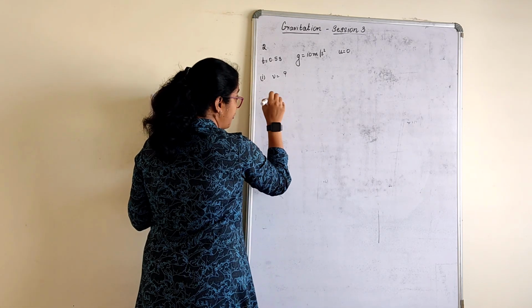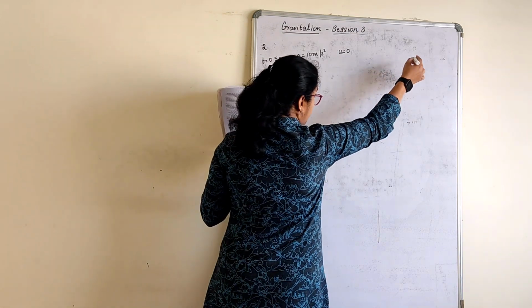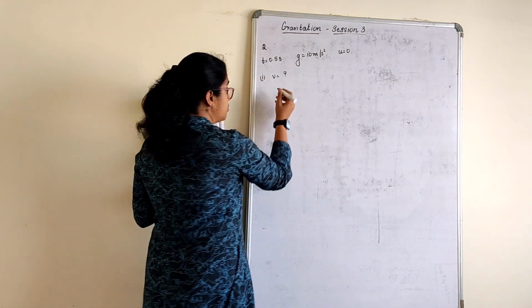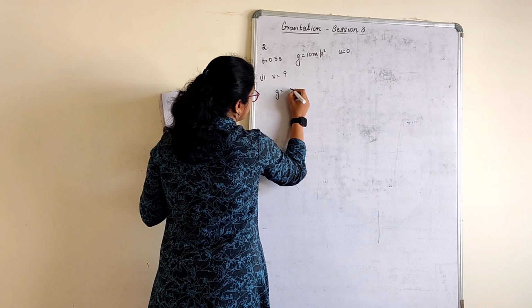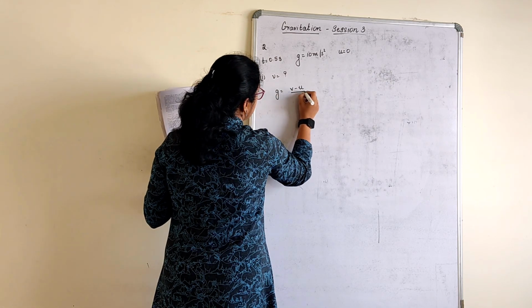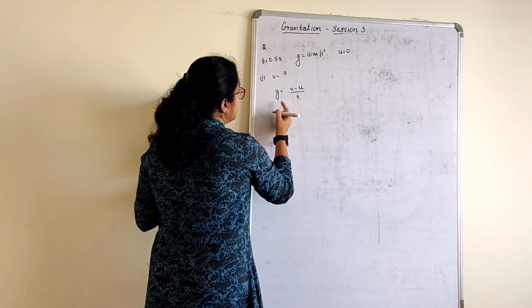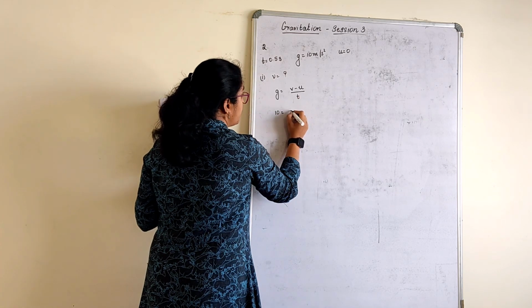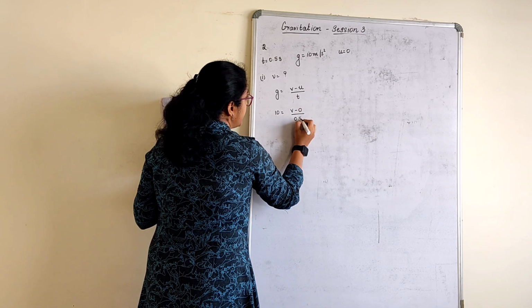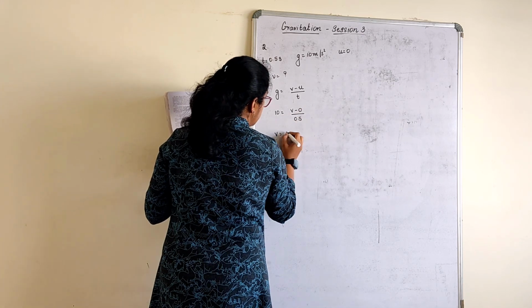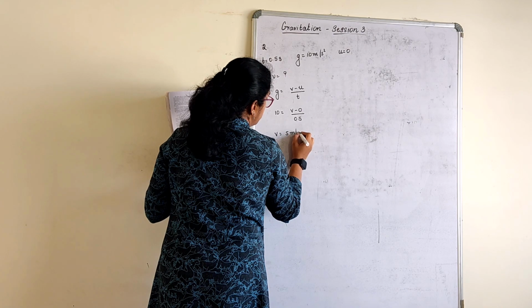We know that instead of a, we'll use g. I'll write the equations of motion formula, you can just write it. So g is equal to v minus u divided by t. So g is 10, v we have to calculate, minus 0, divided by 0.5. So v is equal to 5 meters per second.